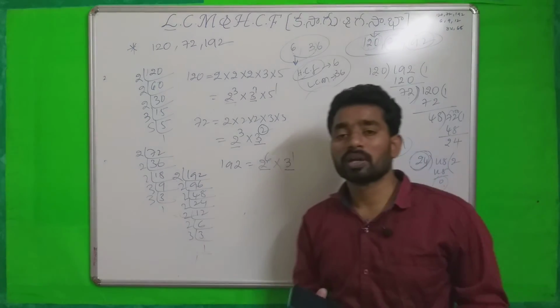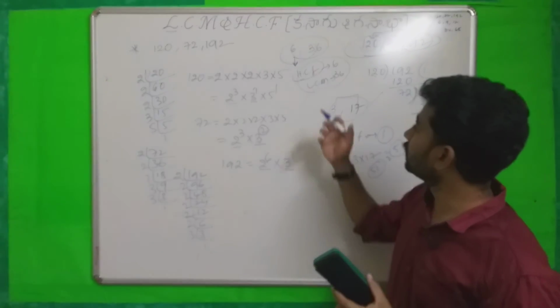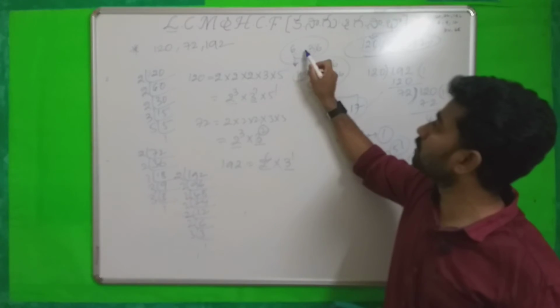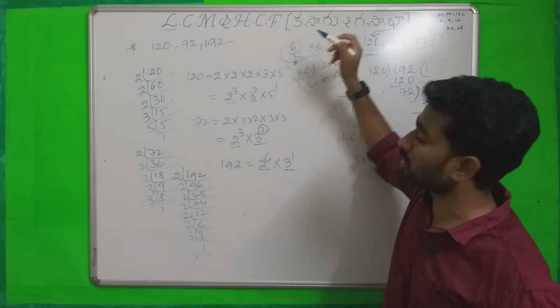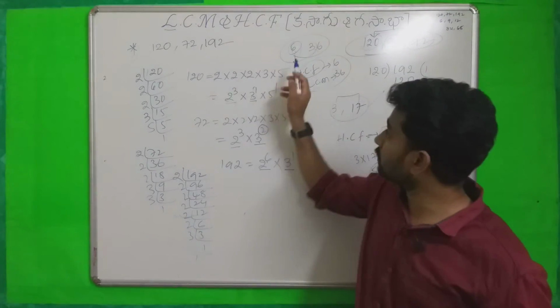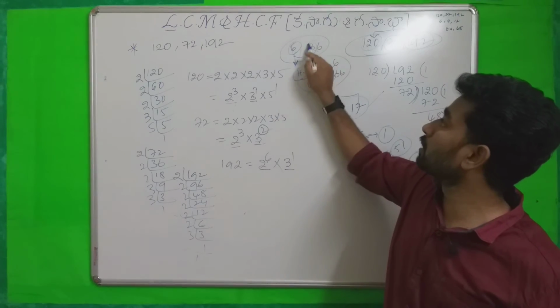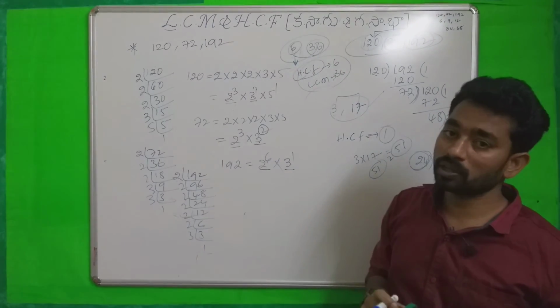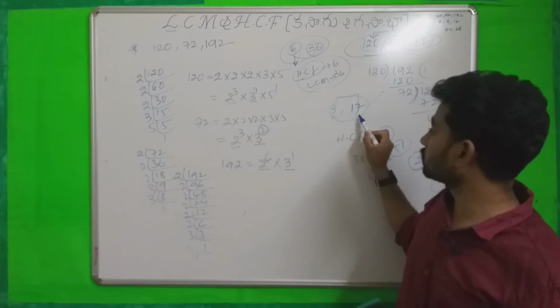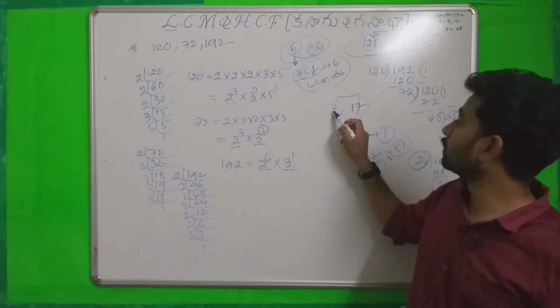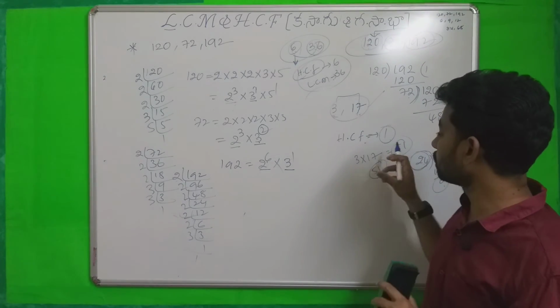Okay, so like that, for HCF and LCM, if one of the numbers is a factor of the other, we can say that factor is the HCF and the multiple is the LCM. And if two numbers are primes, we can say their HCF is 1 and their LCM is their product.